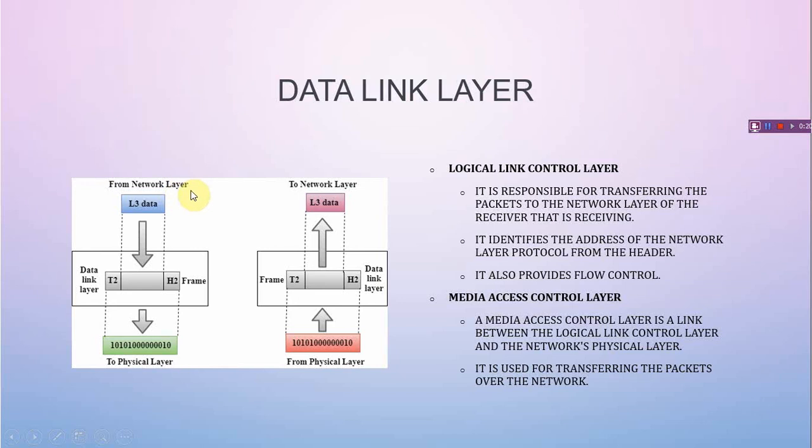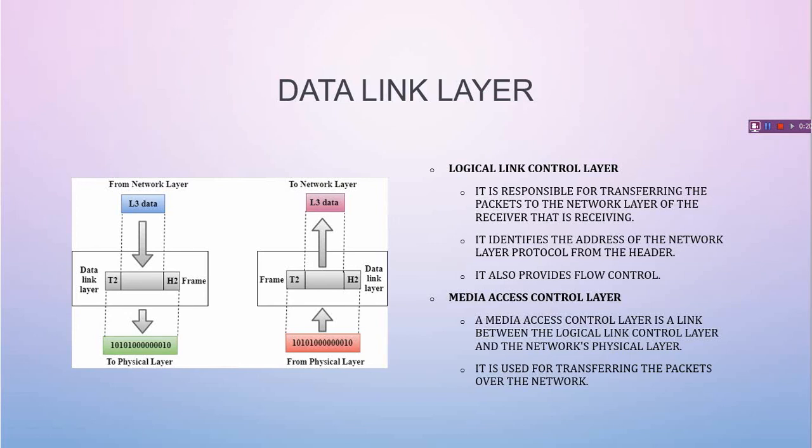So the packet from the network layer comes to the data link layer. The message is divided into frames. Here the packet is known as a frame, and it adds a header and trailer. The header contains the MAC addresses of the sender and receiver.